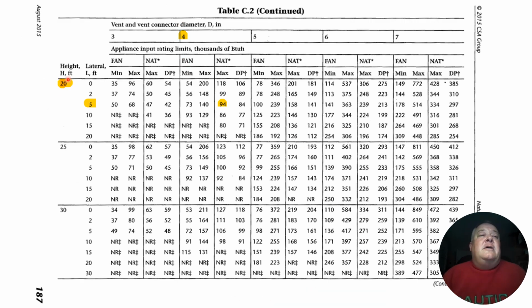Hey, look at that. 20-foot vent height, 5-foot lateral, over here to the capacity because we had 51,000 BTUs. It wouldn't fit into a 3-inch system. So we're going to have a capacity here of 94,000 BTUs, which falls under the roof of the 4-inch diameter vent system.